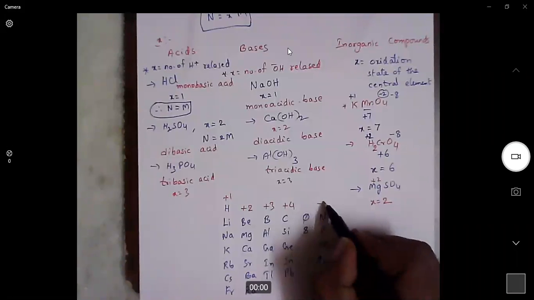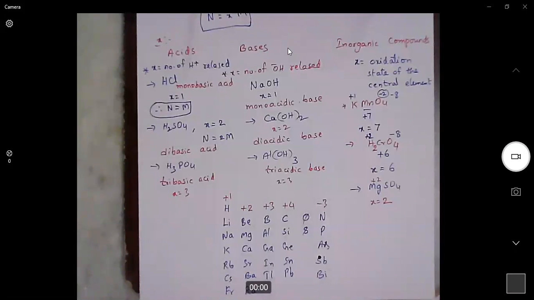Fifth group is stable in minus 3. So nitrogen takes 3 electrons and it becomes noble gas configuration.